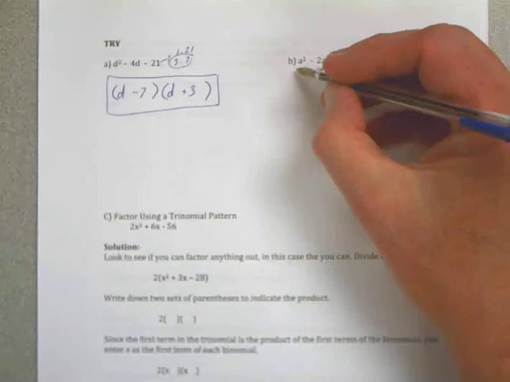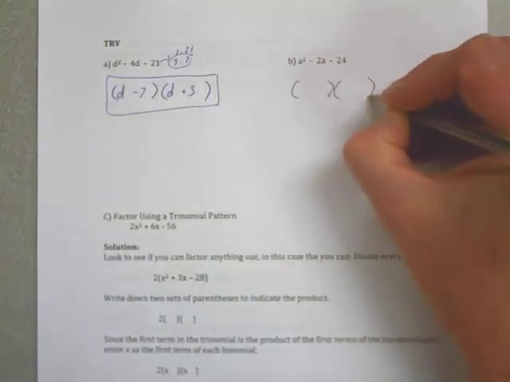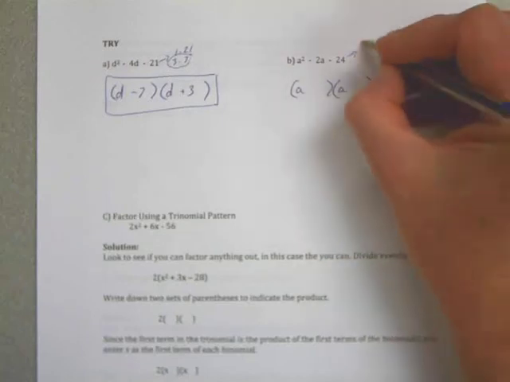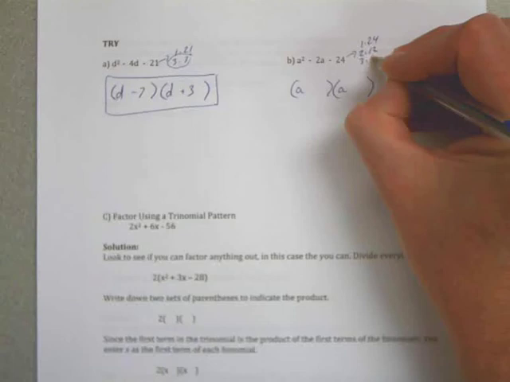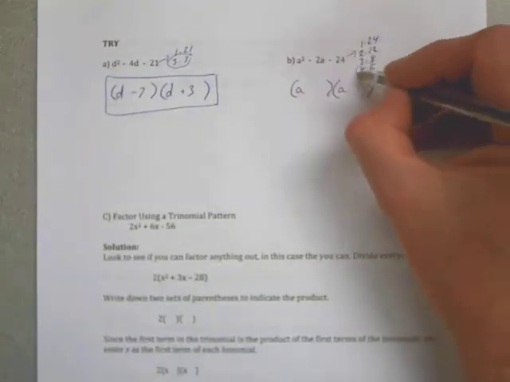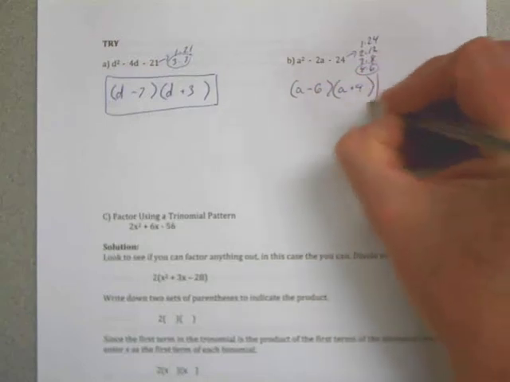So once again, we look at B. I can put down two sets of brackets. The x squared can be split up into two parts. Factors of 24 are 1 times 24, 2 times 12, 3 times 8, and 4 times 6. Out of those, which one will give me 2? The 4 and the 6. It'll be negative 6 plus 4. And there's my answer.